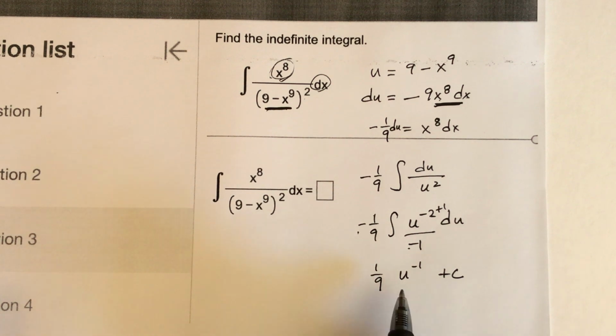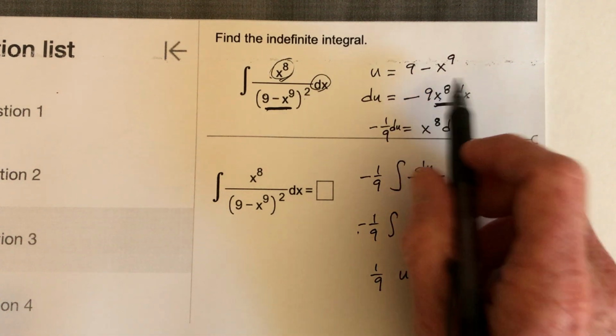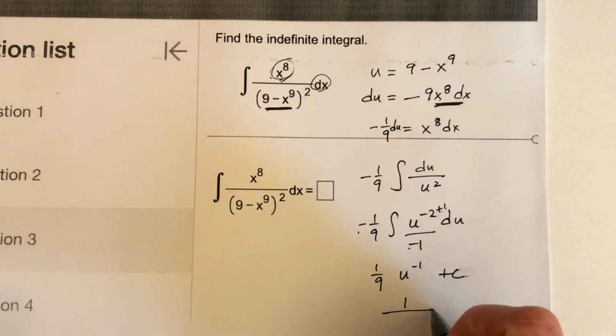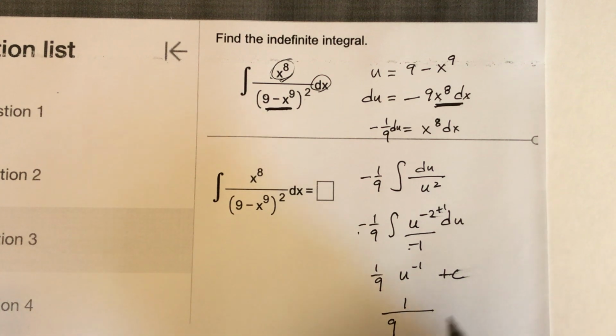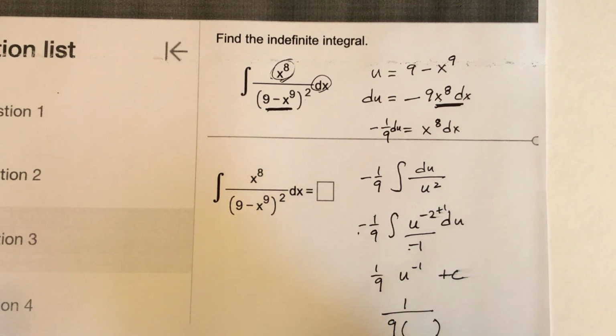And just like with the last one, I don't want to leave a negative exponent. I also need to replace the u with 9 minus x to the 9th. So I'll do that all at once. Getting rid of the negative exponent means the u goes in the bottom, and then replace the u with 9 minus x to the 9th. And then plus c.